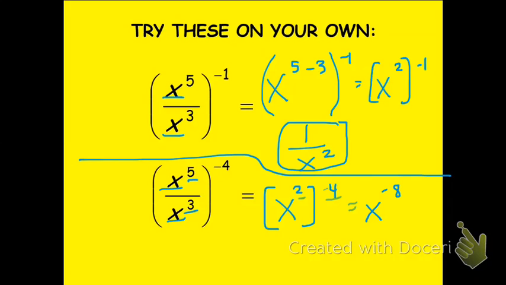Now, because I have that negative exponent, I have to do what, guys? I have to do the reciprocal. So now I'm going to have 1 over x to the 8th power. This is now my new answer after I went through all the properties of exponents that we just talked about.